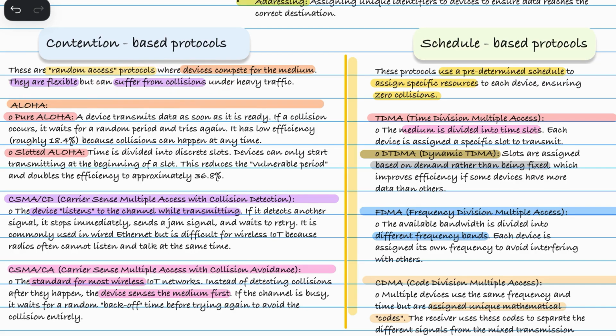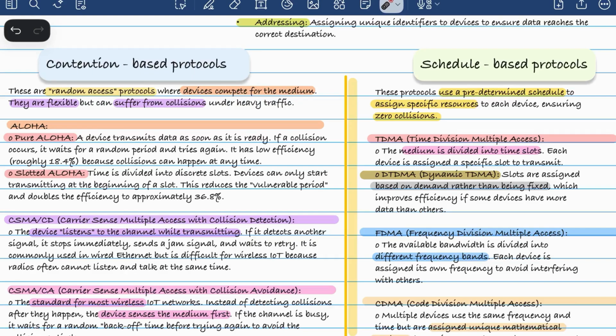So the first type of contention-based protocol is Aloha. We'll talk about pure Aloha and slotted Aloha. Okay, ALOHA, I call it Aloha. First is pure Aloha. This was developed in Hawaii in the early 1970s. Alright, so this is the wild west of networking.